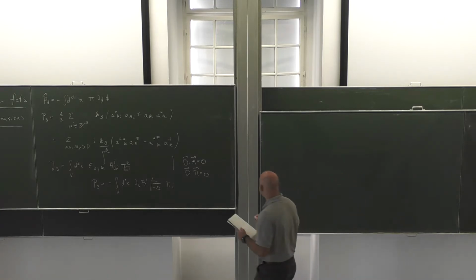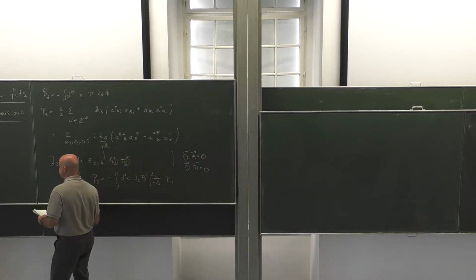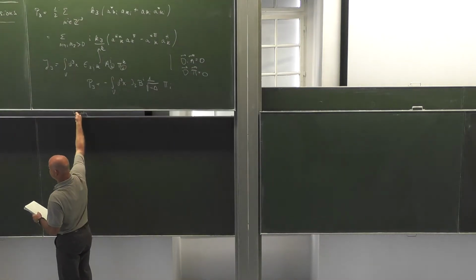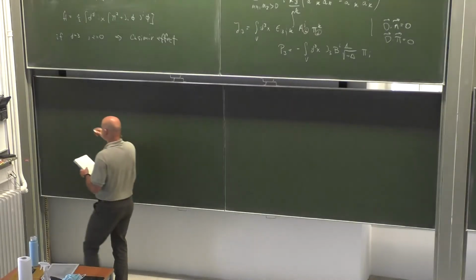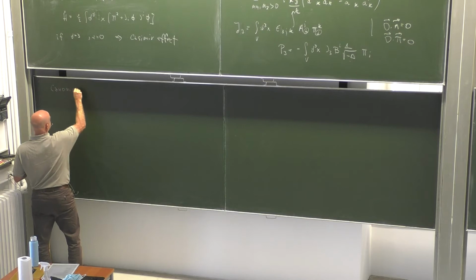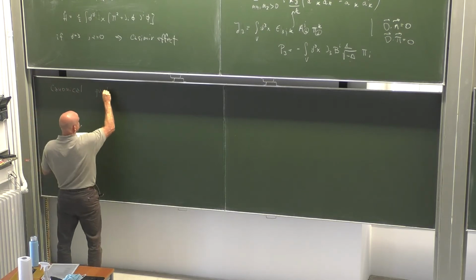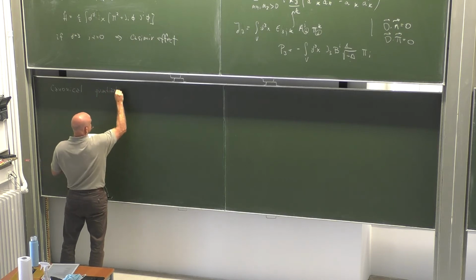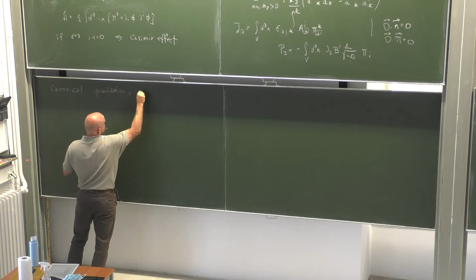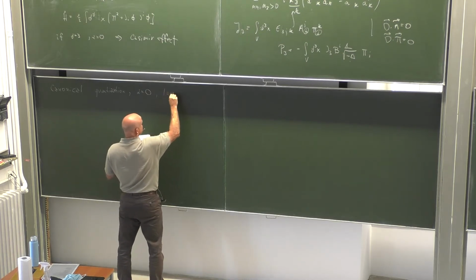So now I will be interested in canonical quantization. At this stage, there will be nothing about modular invariance. So, canonical quantization. I will take the chemical potential to be 0, and I will look in the end at what happens in the large volume limit.